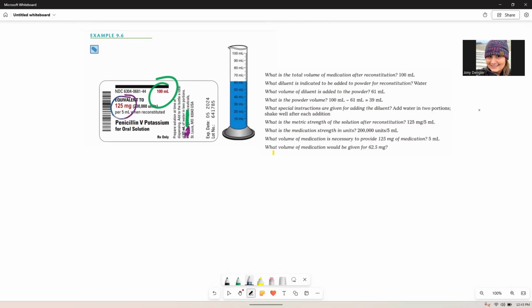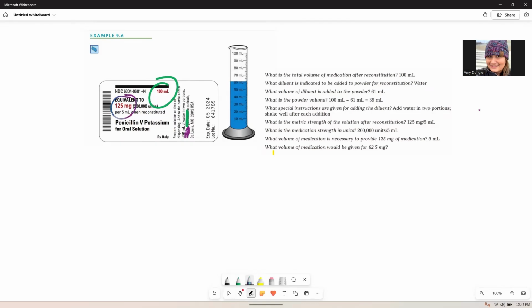Next question is, what is the medication strength in units? That would be the 200,000 units per 5 ml, the same thing as 125 milligrams per 5 ml. What volume of medication is necessary to provide the 125 milligrams of medication? Just like I've said a few times in the last few seconds, 5 ml. So to get that 125 milligrams of medication, we need to provide the patient with 5 ml.